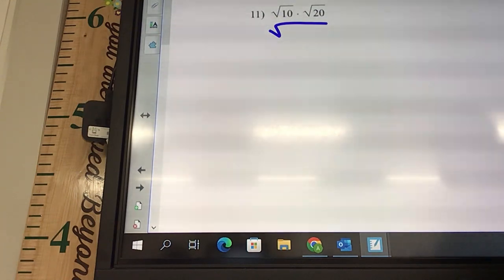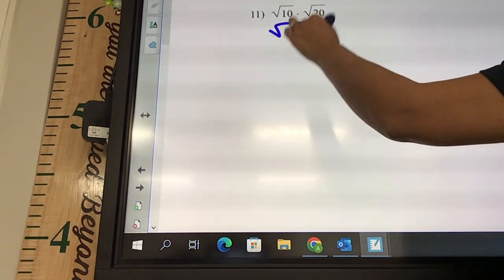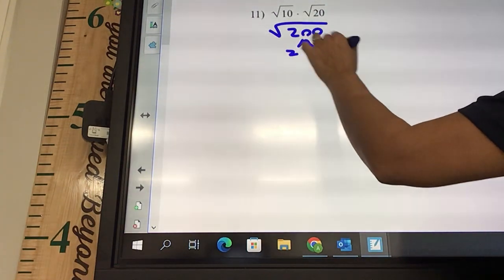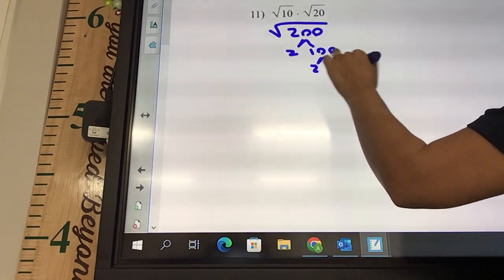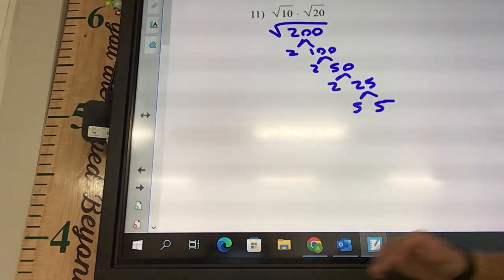Ten times 20? 200. Okay, and then what are some factors of 200? 2 and 100. 2 and 50. 2 and 25. 5 and 5.